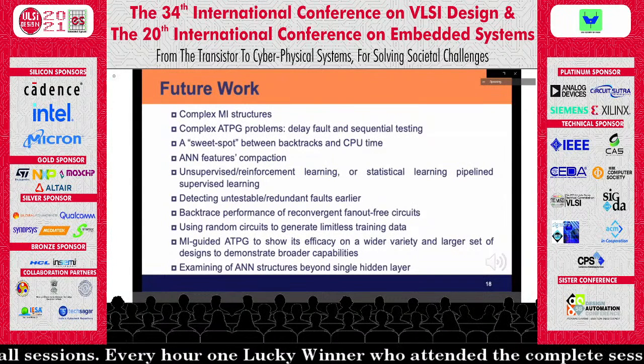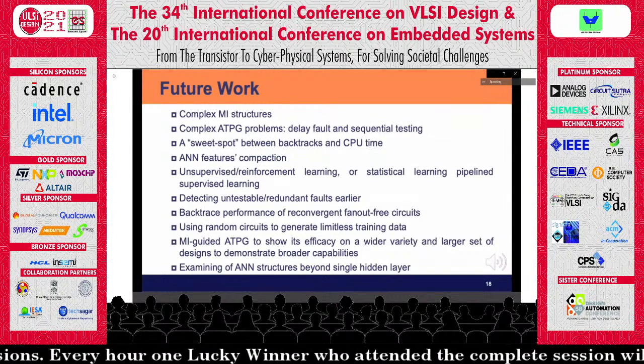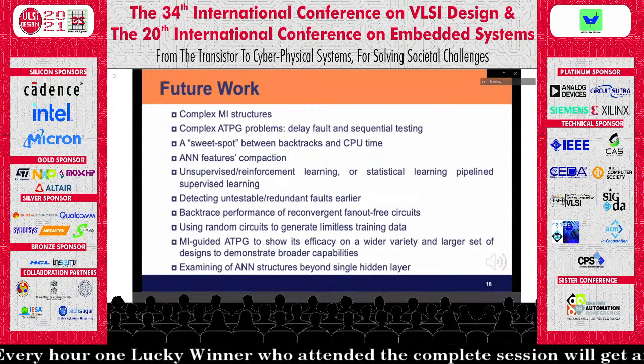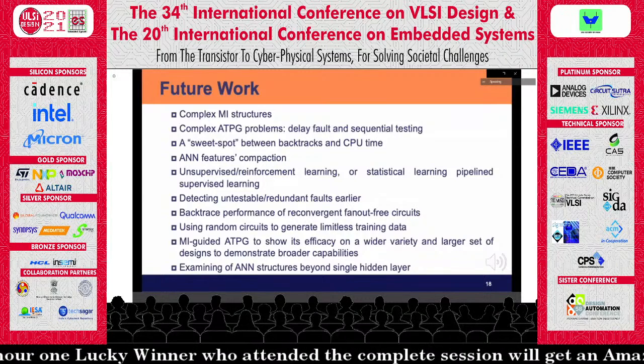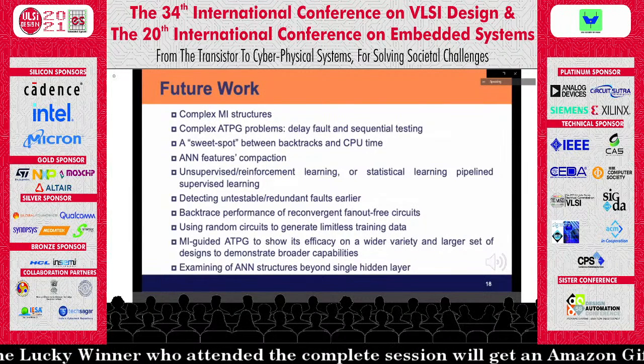Finally, there may be other features, such as scope and those related to fan-out or reconverging signals, that can add to the capability of the ANN. Yet another area is to examine ANN structures beyond the single hidden layer.